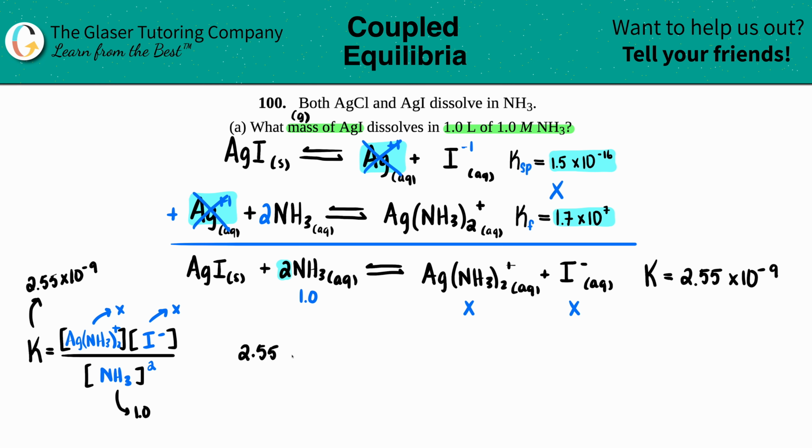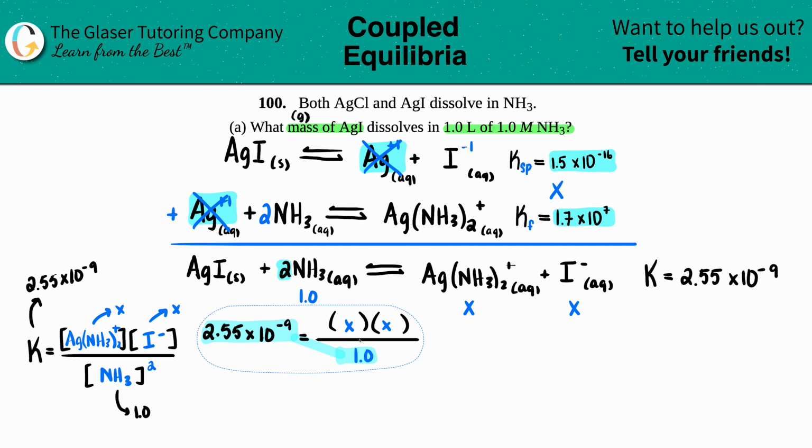2.55 times 10 to the negative 9th equals, well, we have these two divided by this 1. So it'd be X times X divided by 1.0. Cross multiply. I mean, do we even have to? Let's just move this up. So I get 2.55 times 10 to the negative 9th equals X squared. Take the square root.